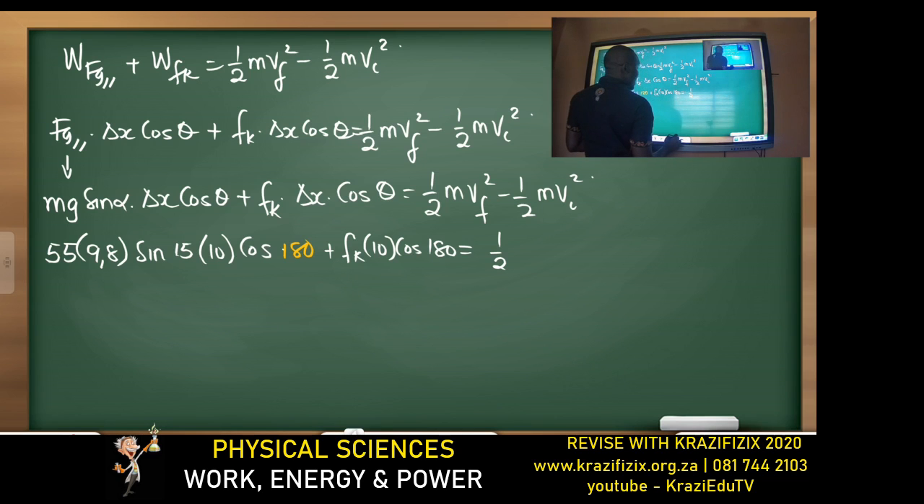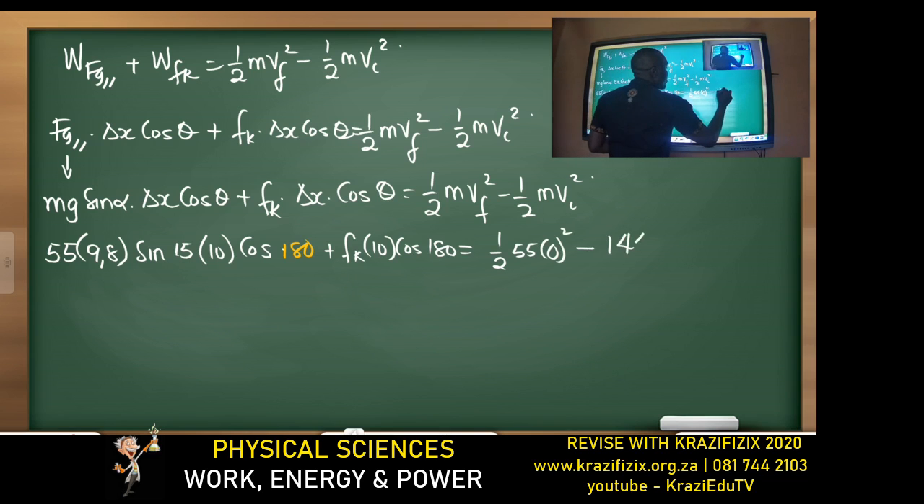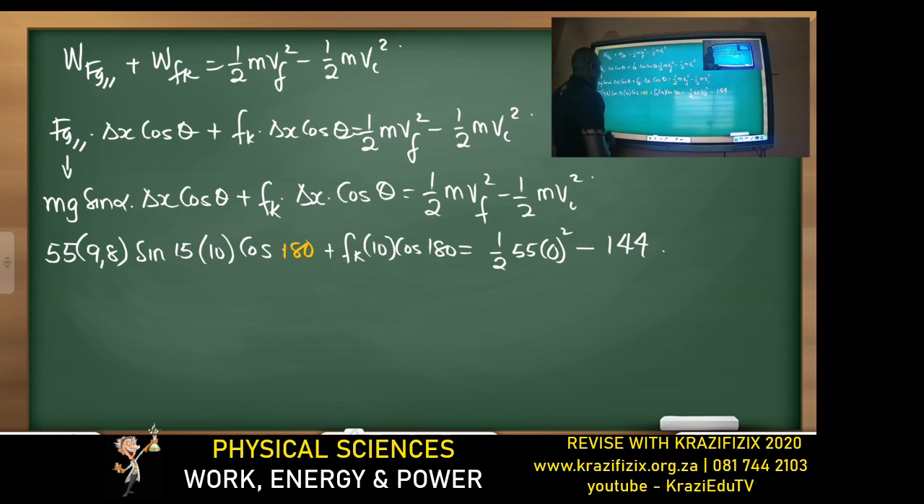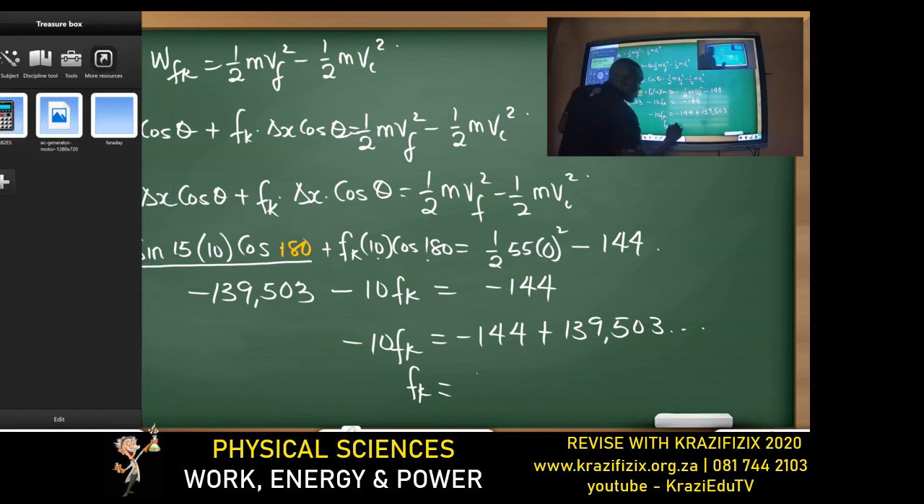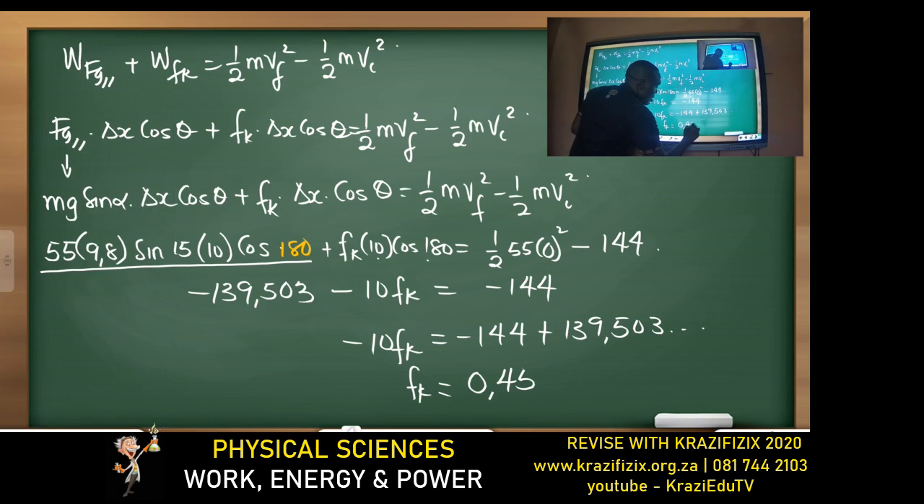Do I know my final kinetic energy? Yes, because that will be 0. We want to get to a point where it stops. Minus 144, the initial kinetic energy. Look, everything is done already for you here. All we need to do is just get an answer, which is 0.45 newtons. That is your work energy and power simplified.